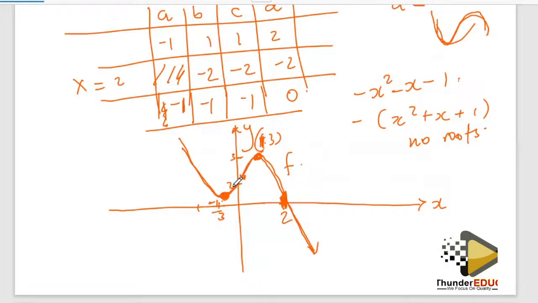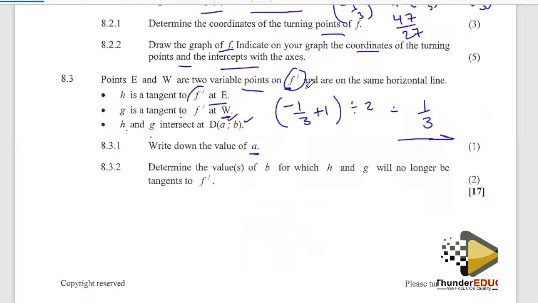Okay, that would be the value of A, the point of inflection. And we said with the point of inflection, you must get a second derivative. So if our original was negative x cubed plus x squared, was it like that? Plus x plus 2.